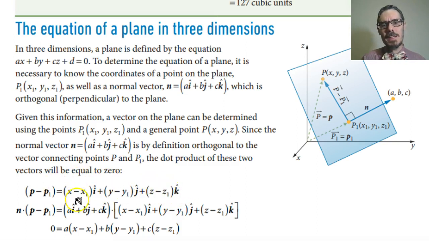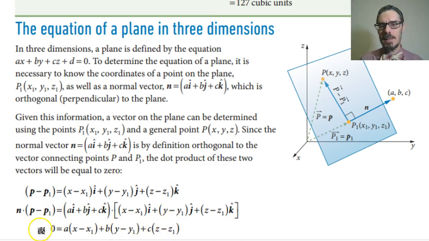Now what I have to do is get the dot product of this with my normal vector to be 0. Well, here's my normal vector, A, B, C, and I'm getting the dot product of that with the P minus P1 that I just worked out. The dot product of this is fairly easy to work out. It's A(x minus x1), B(y minus y1), and C(z minus z1).